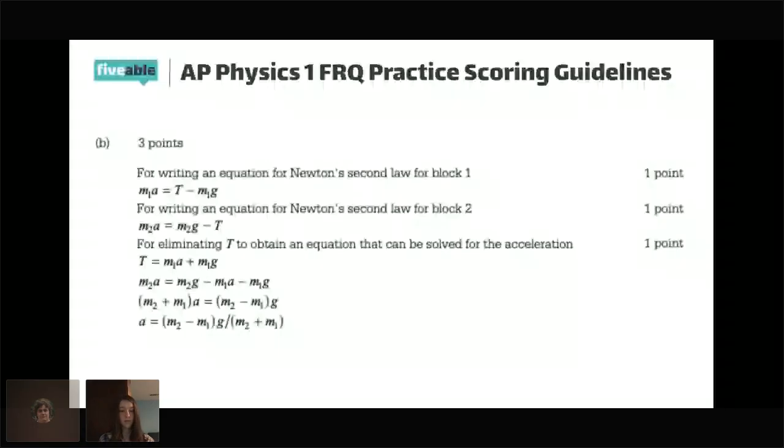I actually have a really hard time following their math here. So what they did was use M1A equals T minus M1G to solve for T, and then they substituted that T back into Newton's second law for block 2. And from there, you have an expression with no T's in it, just masses, gravity, and acceleration. And you can solve for acceleration using some clever algebra, and you get that big expression there.